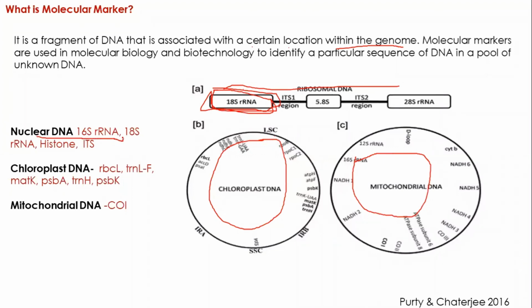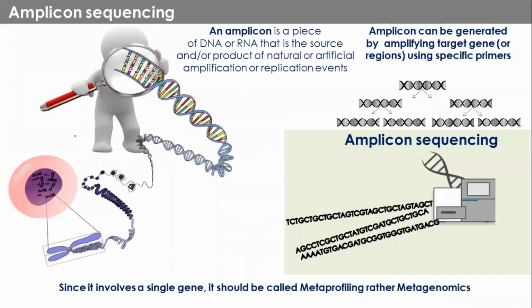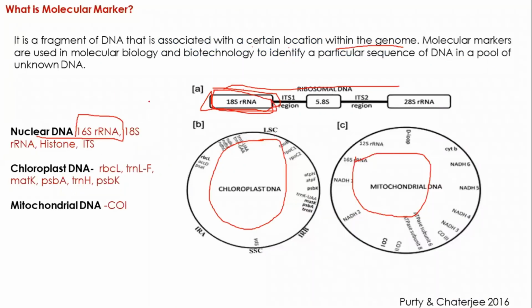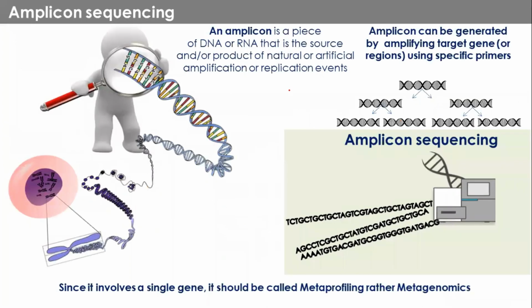Let's not go much into other organisms, let's stick with the bacteria. Then you will look for the 16S rRNA, right? Another thing is that if you have chosen a molecular marker, let us suppose you have chosen 18S, or 16S, or let's say rpoB, or maybe the D-loop, any region, then the area which you are amplifying in PCR is called the amplicon, and sequencing it is called amplicon sequencing.